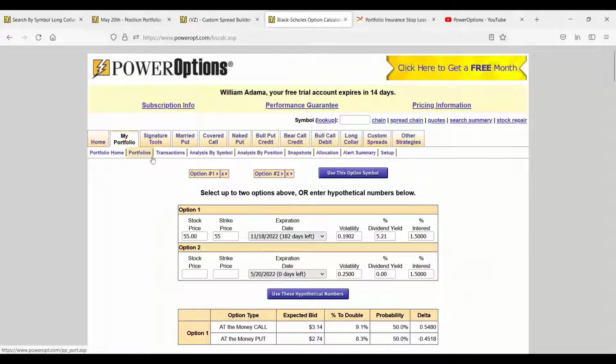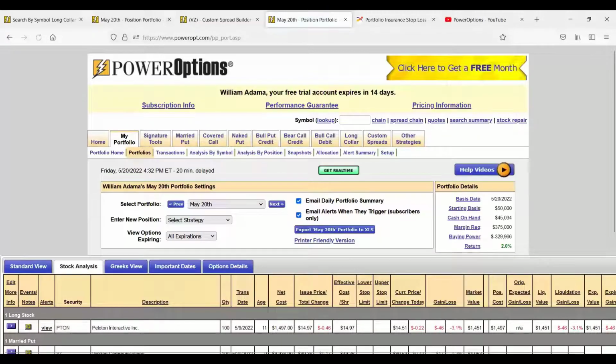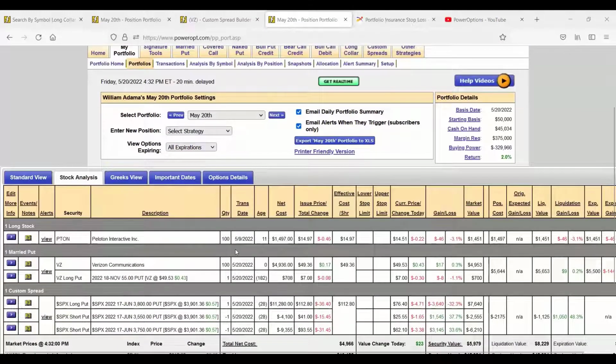Now, going back to the portfolio very quickly, last question for Paul. It's related to married puts, but other positions as well. Paul had purchased 100 shares, maybe 200 shares of Peloton at about $14.97. When I was on my coaching session with him, the stock was at $14.05. It's now back up to $14.51.